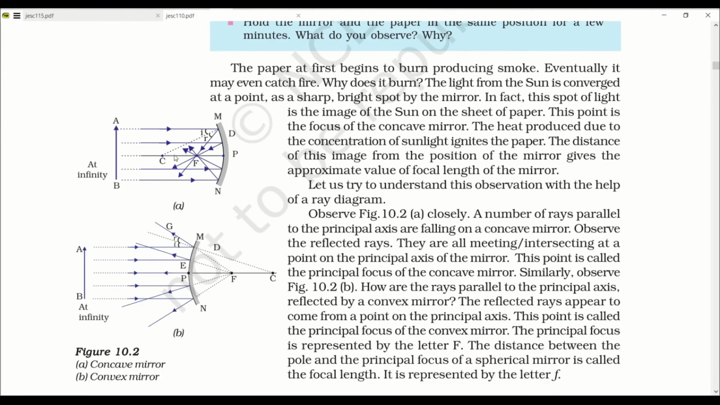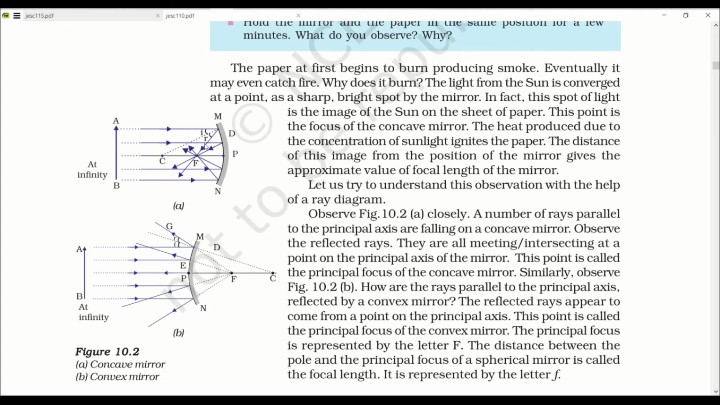Now here is the diagrammatic representation, and this is the concave mirror. This one is the center of it. It is called the pole. And this mirror is a part of a sphere. It may be a circular part. It is a part of a sphere, and a sphere has a center. That center is called the center of curvature.